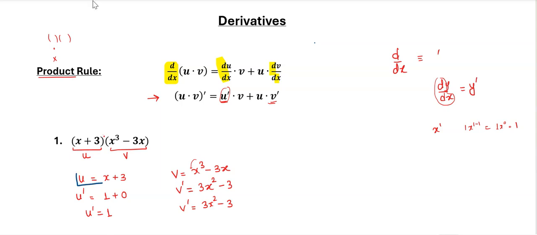You have the value of u and v, the derivative of u and the derivative of v.